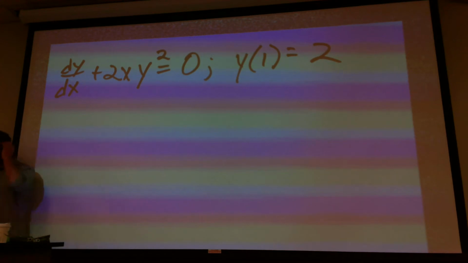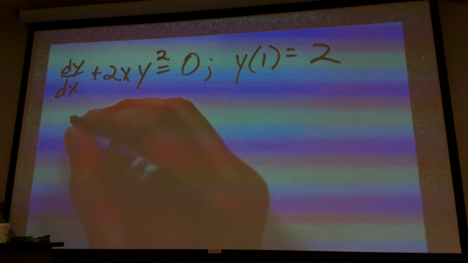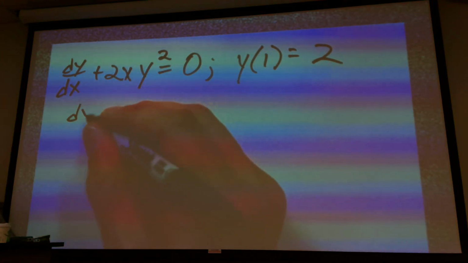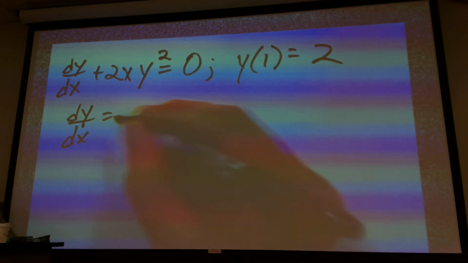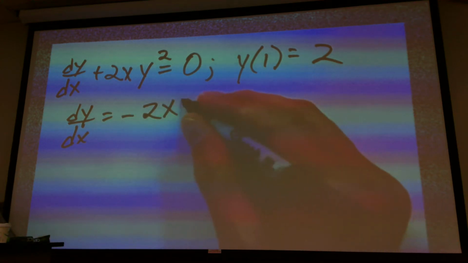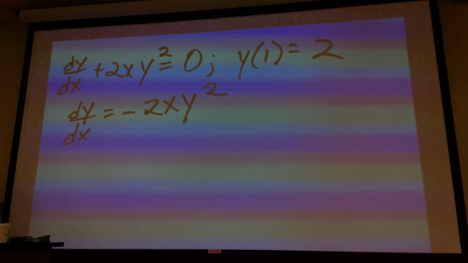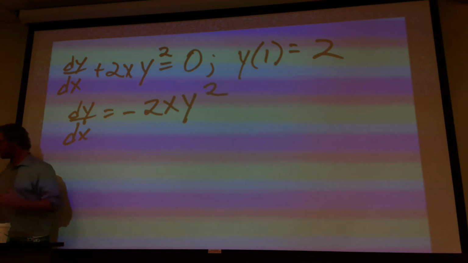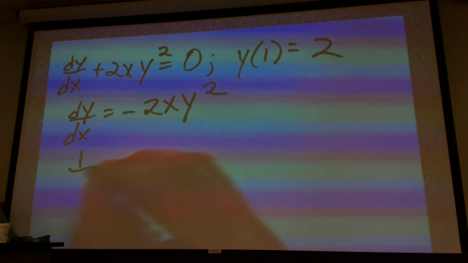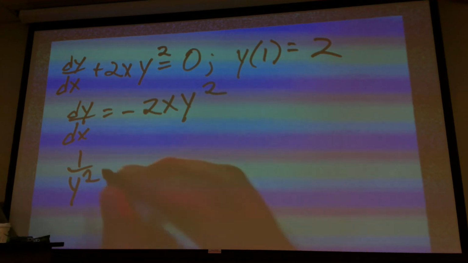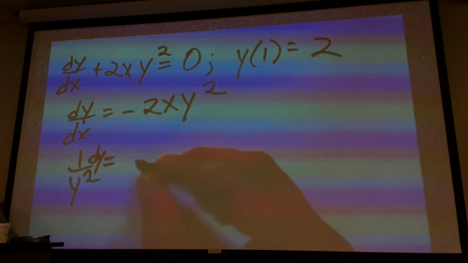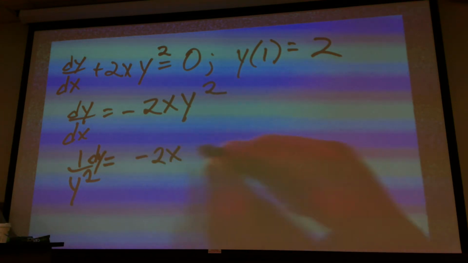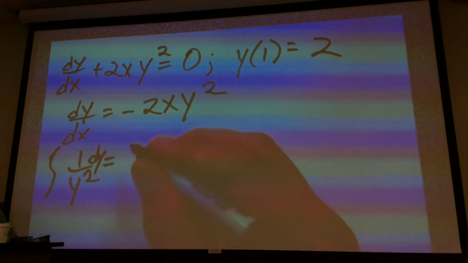Right? So we need to do this through separation of variables. So what I'm going to do is take this component right here and move it to the other side. And now I want to separate the variables, so I need to get all the y's on the dy and all the x's on the dx. So if I divide by y squared, dy, this is going to be negative 2x dx, okay? And then we can integrate this thing.